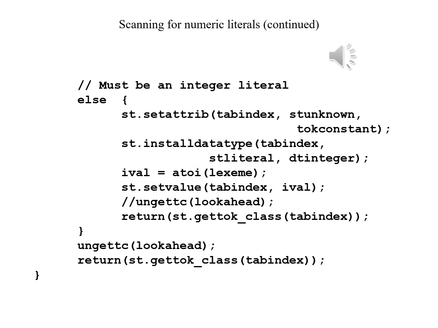On the other hand, if it is an integer literal, we will still set its attribute as semantic type unknown and token being constant. We will, however, install the data type of integer as we are giving it the semantic type of literal. We now find the integer value and we set that in the symbol table. Then we return the appropriate token. At this point, in either case, what we will do is return the look-ahead, and then we will return the appropriate token.